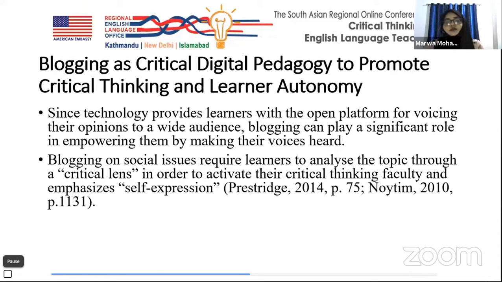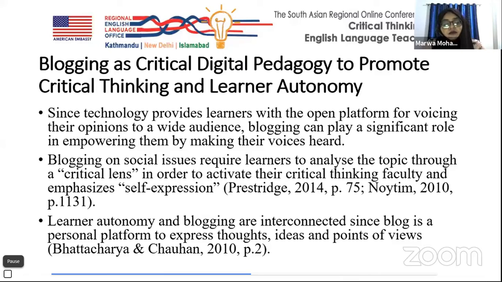When students are blogging about social issues, social problems, or social injustices, they have to analyze the topic. They can write on any random topic and still use their critical thinking faculty. But when they're writing on social issues, they don't have any other way of writing about these issues, because they have to look at these topics through a critical lens, and they have to activate their critical thinking faculty. And as all these are involved, there is a matter of self-expression, expressing their own opinions.